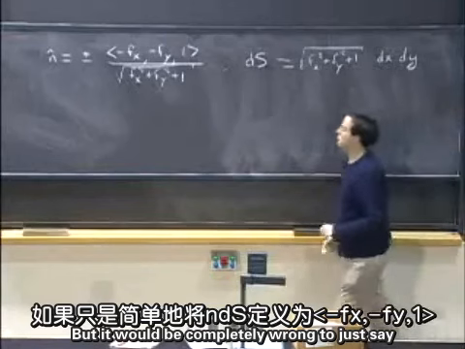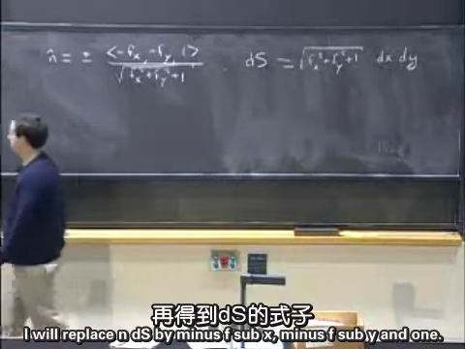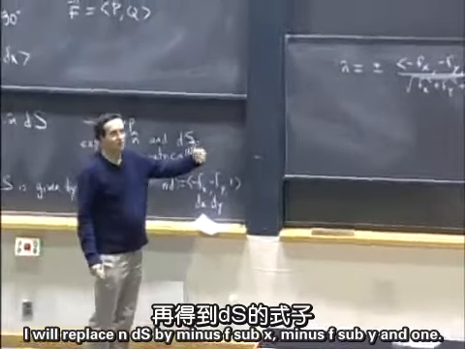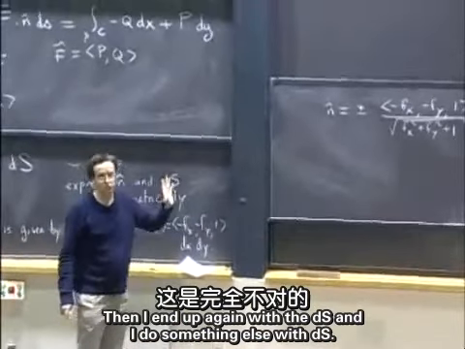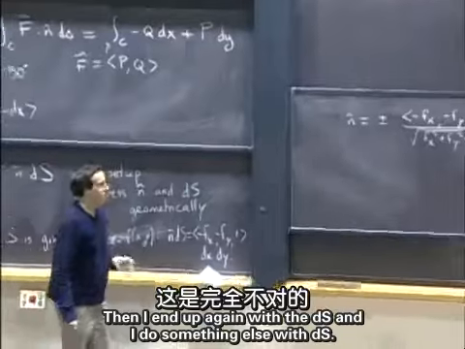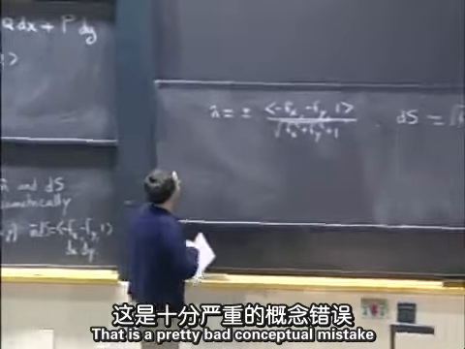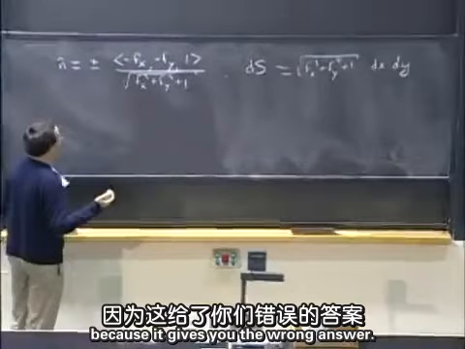But it would be completely wrong to just say, I'll replace n dS by minus f sub x, minus f sub y, and 1, and then I end up again with the dS and I do something else with dS. That's a pretty bad conceptual mistake because it gives you the wrong answer.